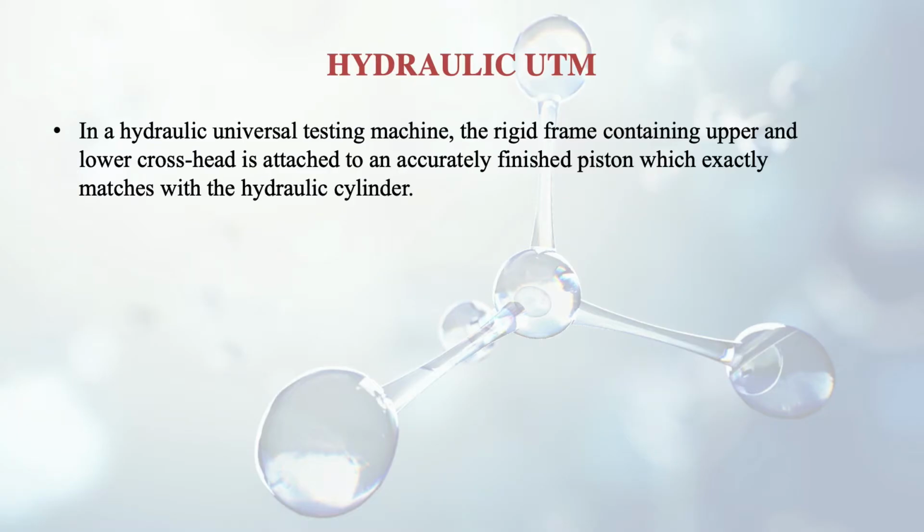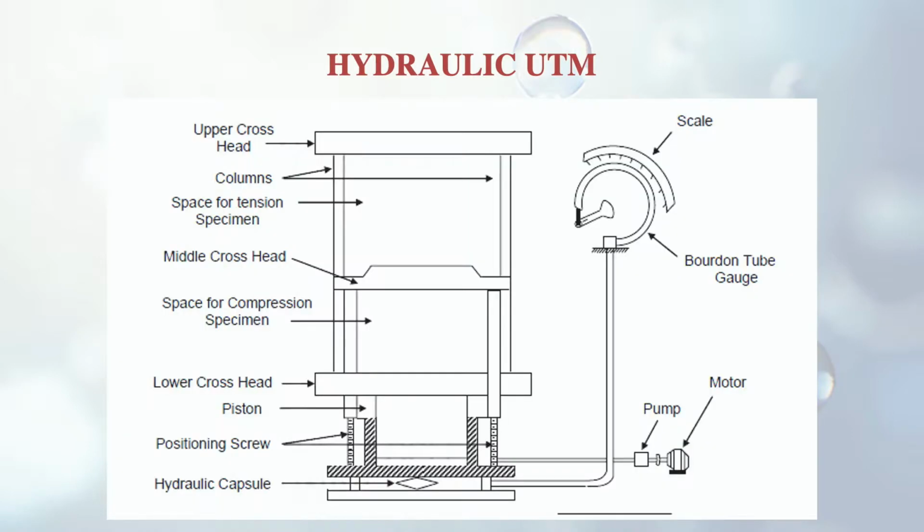So in a hydraulic universal testing machine, there is a slight difference as compared to the electric one. Here the rigid frame containing the upper and lower crosshead is attached to an accurately finished piston which exactly matches with the hydraulic cylinder. So since the mechanism is changed a little bit, you can see here in the figure there is the hydraulic system. So a kind of cylinder, hydraulic cylinder is there, and in the cylinder the piston moves. So this piston is connected to the lower and the upper crossheads.